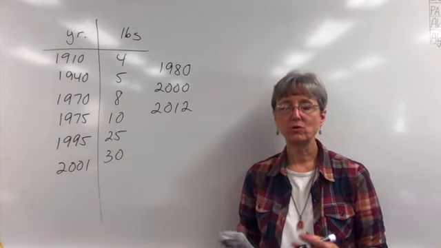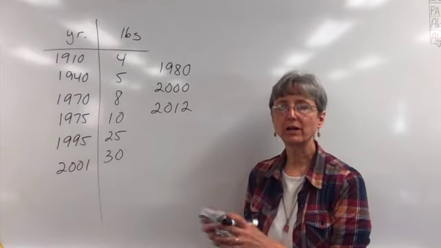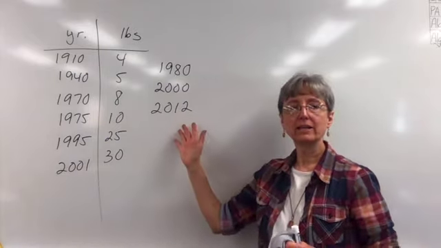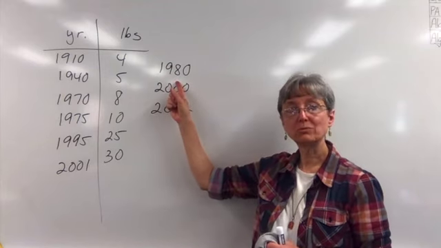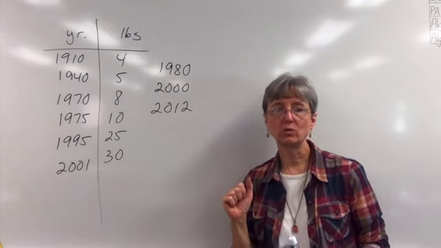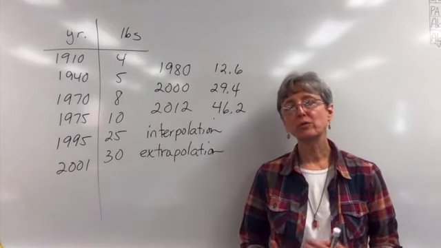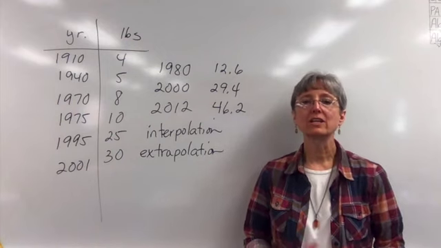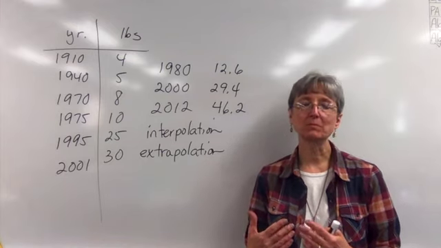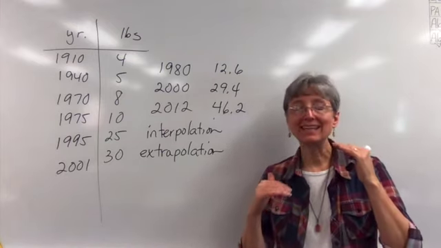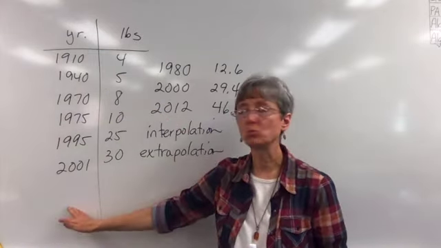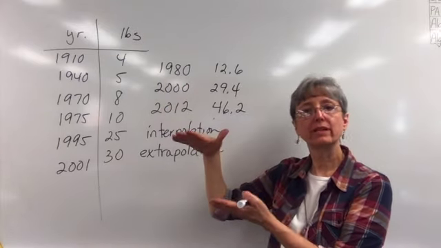So after you have your equation, which I'm not going to write on the board, it's in your book anyway, hopefully you have your book with you, then you can estimate what would the consumption be in 1980, in the year 2000, and in 2012. Okay, what we're doing when we come up with this model is we're using it to interpolate or extrapolate. So an interpolation is an estimate regarding something within the data. So if you look, the data that we have goes from 1910 to 2001. So 1980 is within that time span.